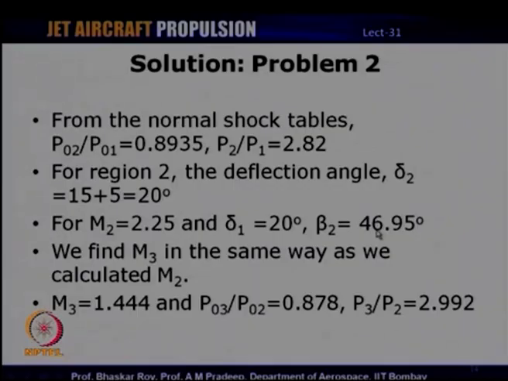Having calculated the shock angle, we now proceed to find the absolute Mach number M3 in the same way as we calculated M2. We will resolve M2 into the normal component, that is M2n, which is M2 sin beta, and then we calculate the downstream Mach number from the normal shock tables for the M2n.